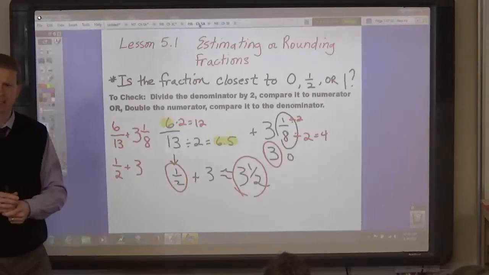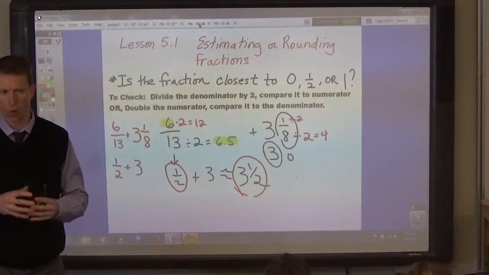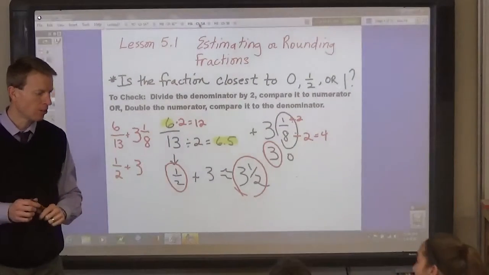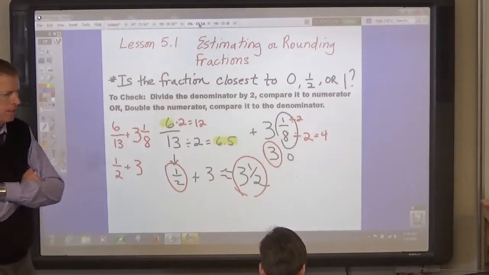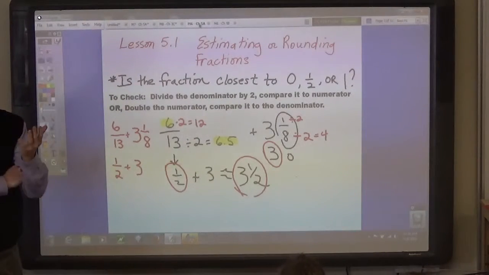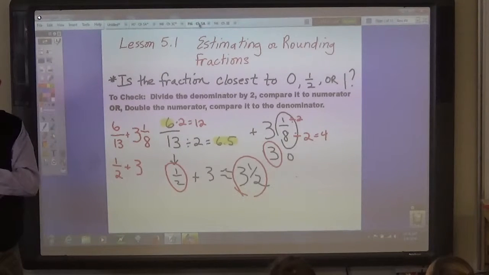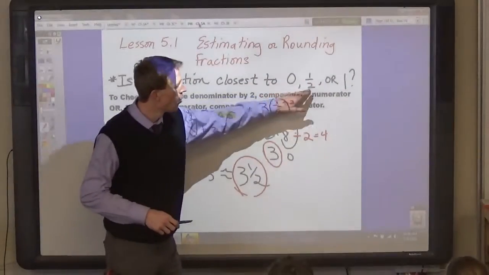Close to 0 means that we only have just a few pieces out of the total. 1/9 would be close to 0. What would be close to a half in ninths? If you had a fraction in ninths, what would be close to a half? 4/9. Right? 4 out of 9 pieces. What else would be close to a half? 5/9. What about 8/9? Would be closest to 1. And so fractions can be close to 0, 1/2, or 1.